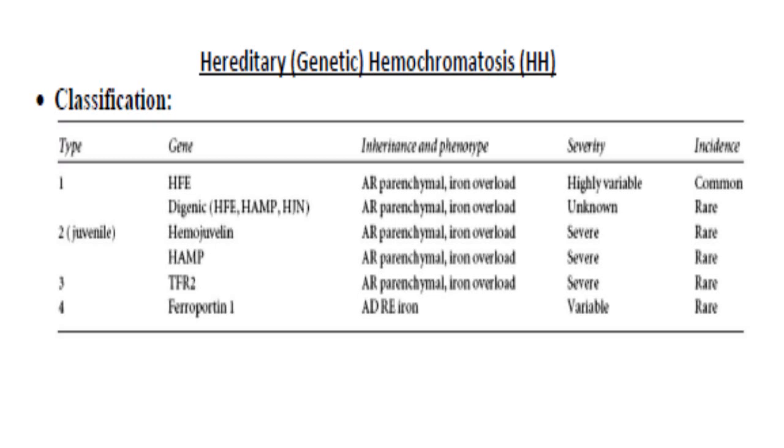Type 2 is caused by defects either in the hemojuvelin or in the hepcidin gene itself. Type 3 is caused by defect in the transferrin receptor 2, and type 4 is caused by defect in the ferroportin. The first 3 types are more serious than type 4, and the first 3 types are autosomal recessive, while type 4 is autosomal dominant.